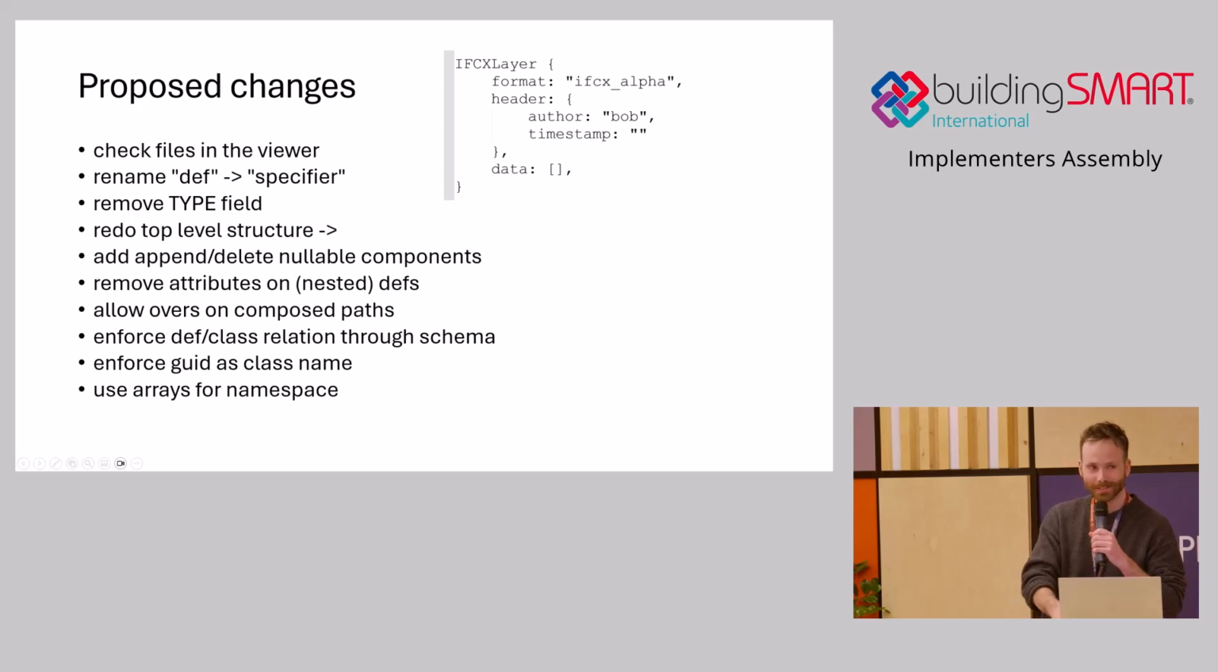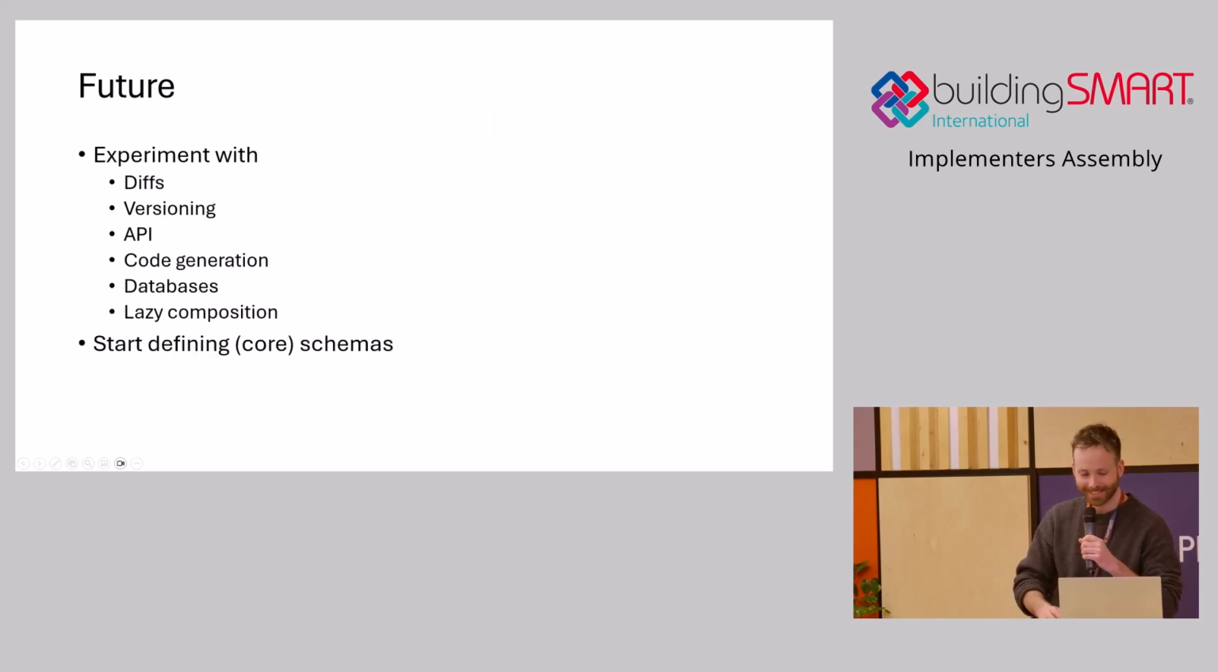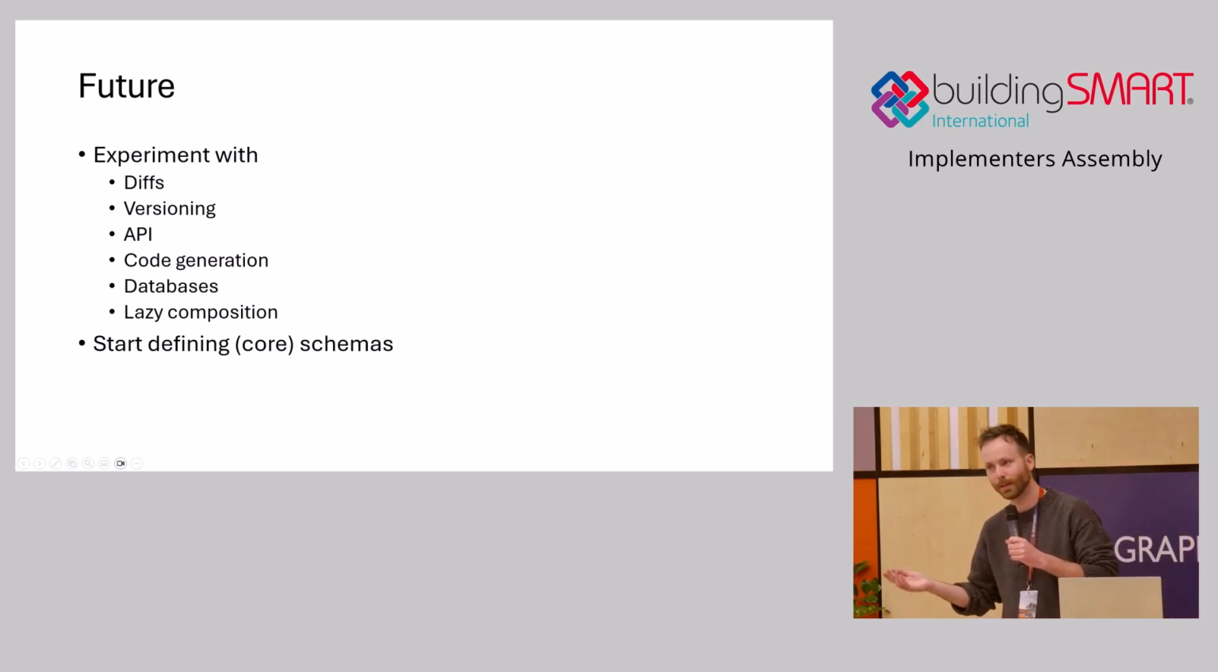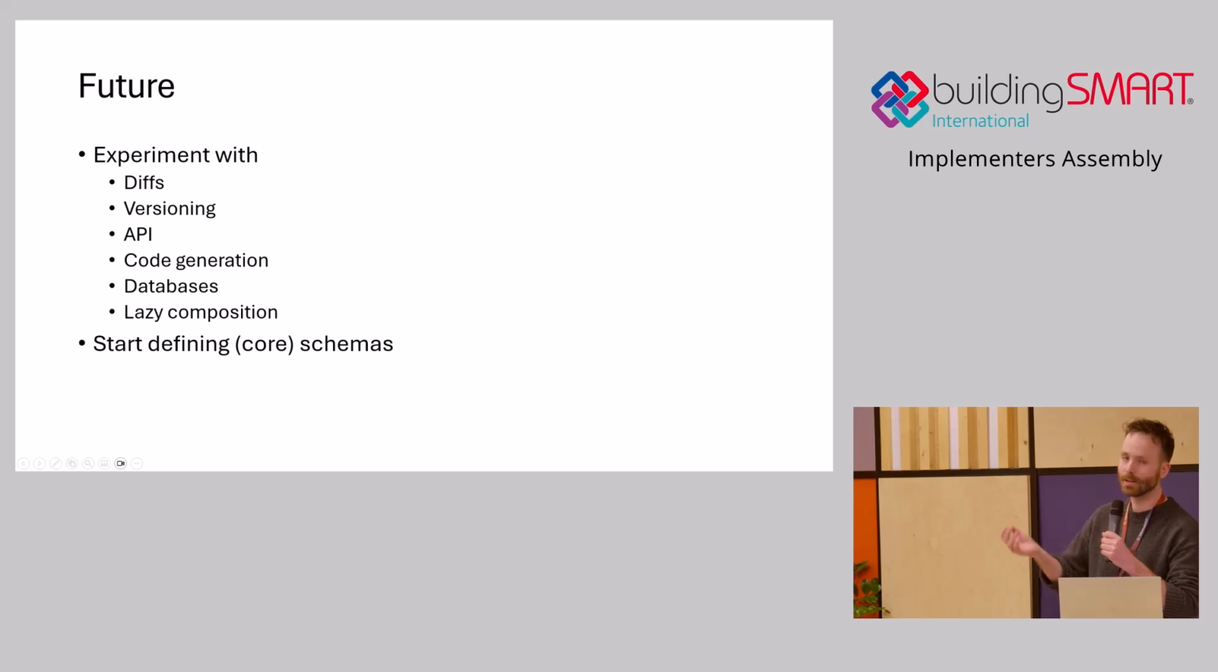Anything else for this one? No? Okay. So the future: I think we should experiment with all of this. I will do that, and you can do it too. Maybe we can figure it out together. I think we should experiment specifically with these diffs, the versioning, the code generation, databases, and the lazy composition. And if we figure out this kind of stuff, we can actually catch up with the rest.